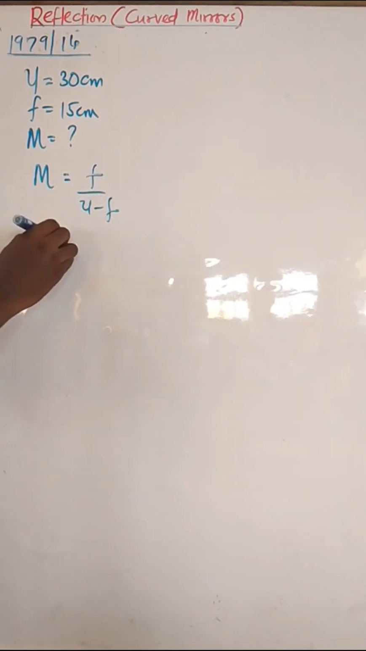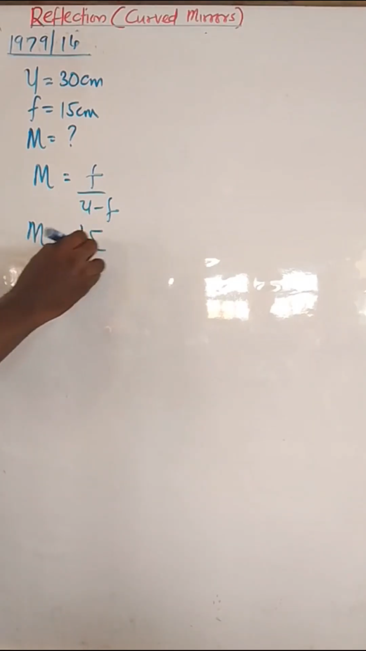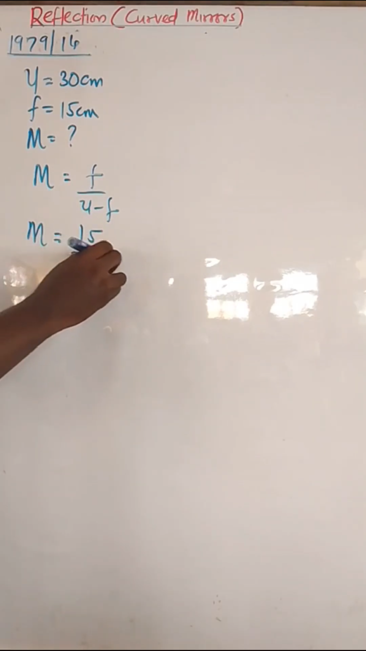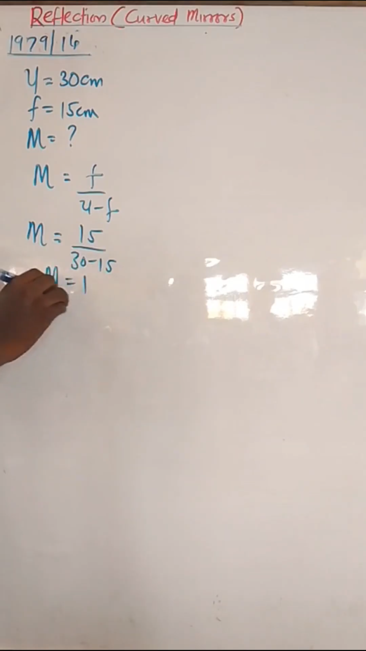This will make your calculation quick. F is 15, U is 30, so 30 minus 15 gives 15 over 15. M is 1. So it means the object is placed at the center of curvature, which is where we have the same size. So that's the answer straight.